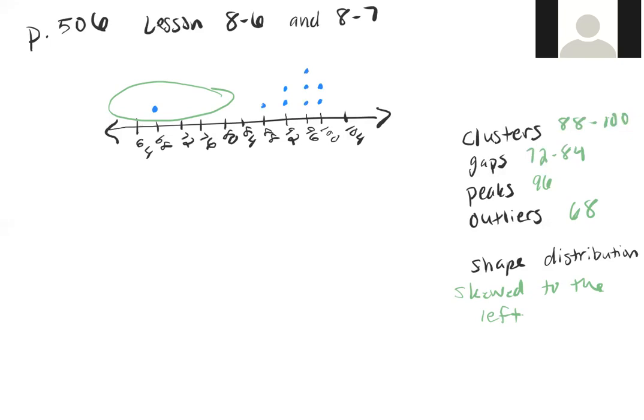This can be easy to mix up because you see that the cluster is on the right-hand side, so you think that it's skewed to the right, but you want to think, where is that outlier? It's pulling your data to the left, so it's going to be skewed to the left, or have a left tail. Okay, so hopefully this was helpful.